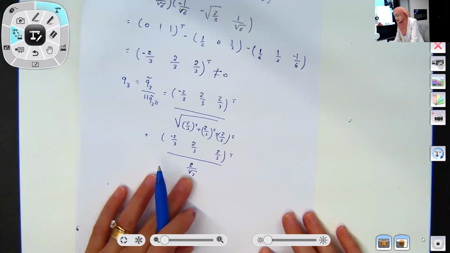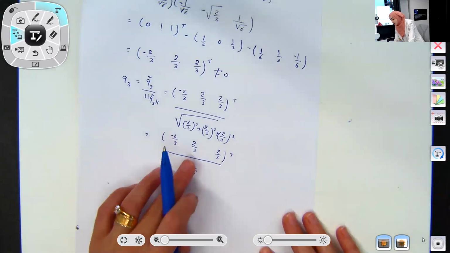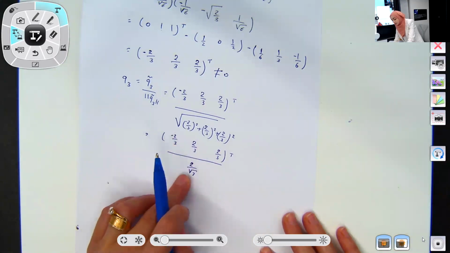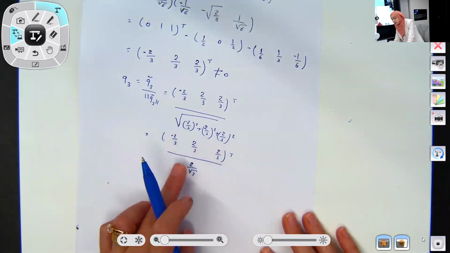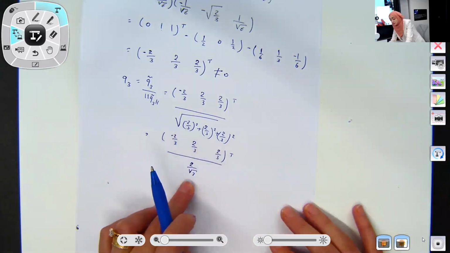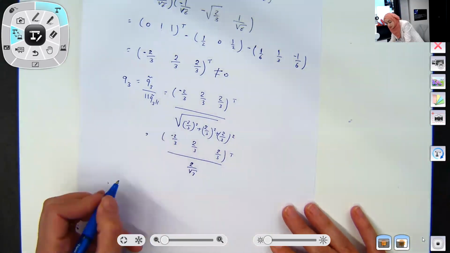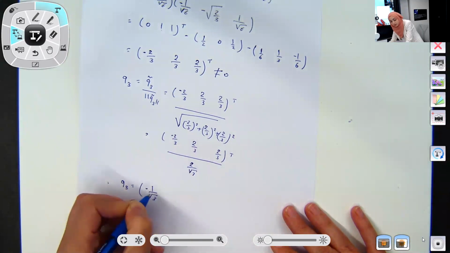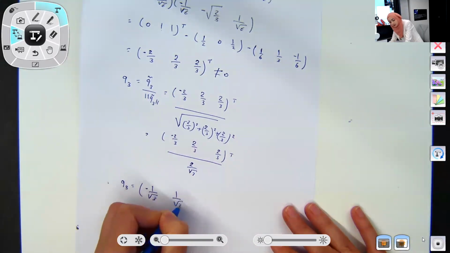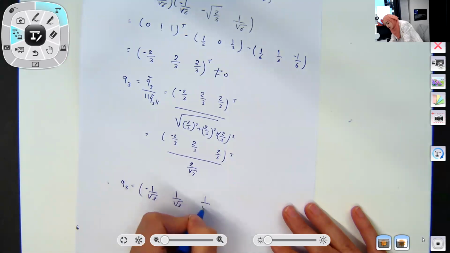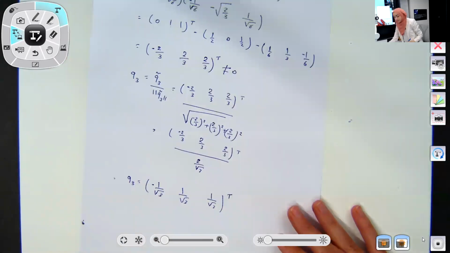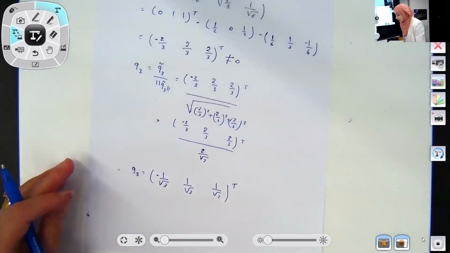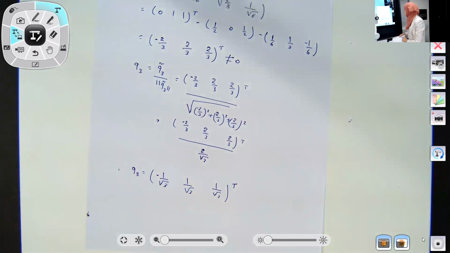Now we need to divide minus 2 over 3 by 2 over square root of 3, and 2 over 3, the last one, by 2 over square root of 3 to find the value of Q3. So the value of Q3 is equal to (minus 1 over square root of 3, 1 over square root of 3, 1 over square root of 3) transpose. Now we found the value of Q1, Q2, and Q3, so we can write the matrix Q.